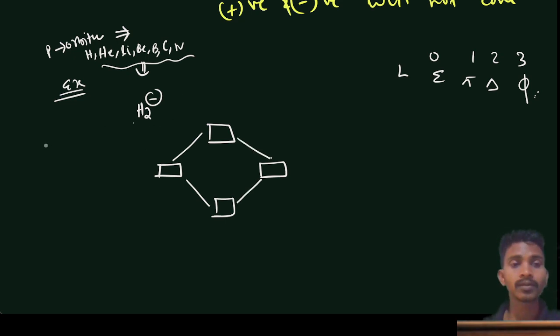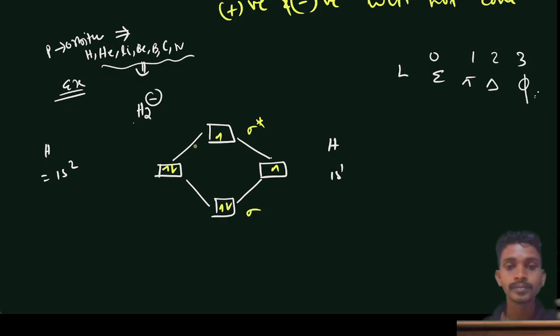So how many electrons? One from one hydrogen and another from the other hydrogen. So how many electrons here? One is 1s1 and another electron is 1s2. Here two electrons are there, here one electron is there. If you fill them, then this is sigma and this is sigma star.